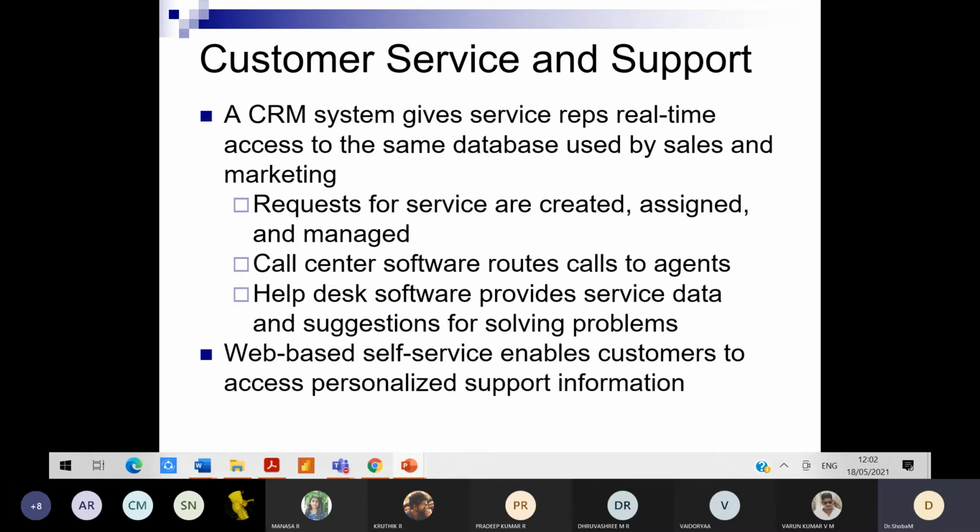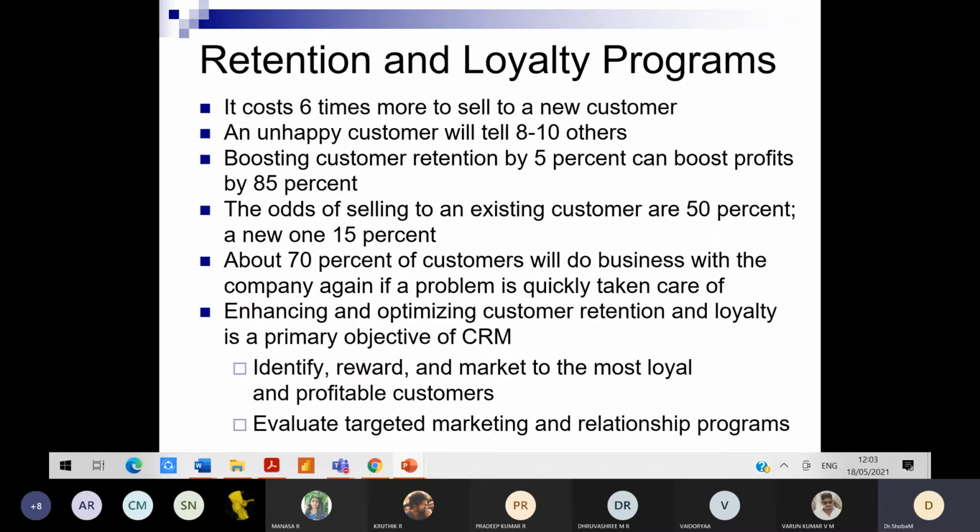So web-based self-service enables customers to access personalized support information. Next, very important, from the perspective of again customer relationship management, retention and loyalty programs. It generally costs 6 times more to sell to a new customer. This we all know, right? So it's very difficult to convince a new person.